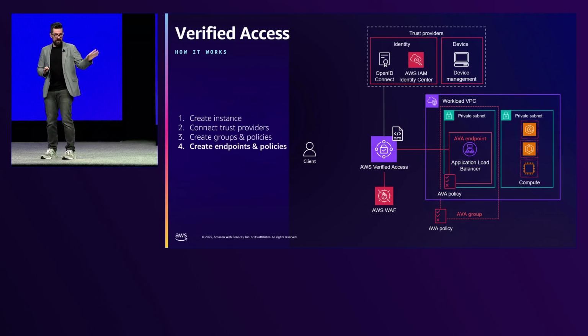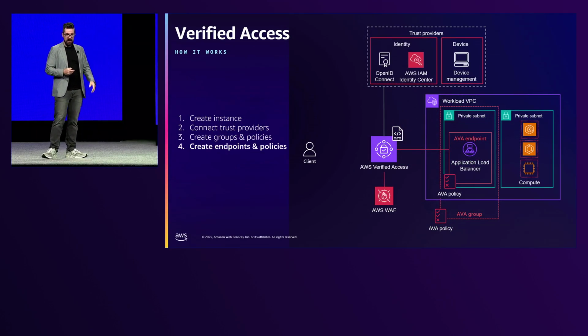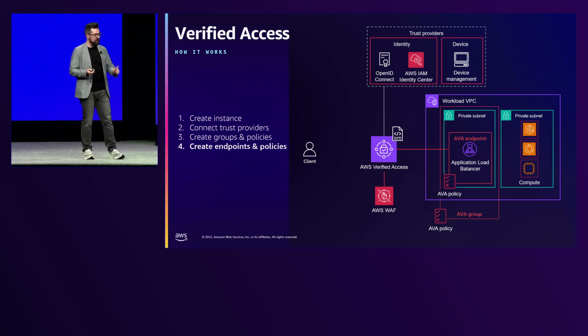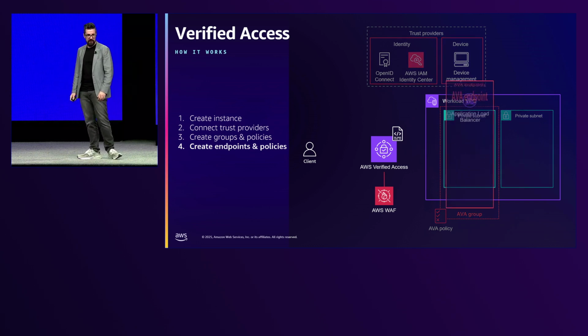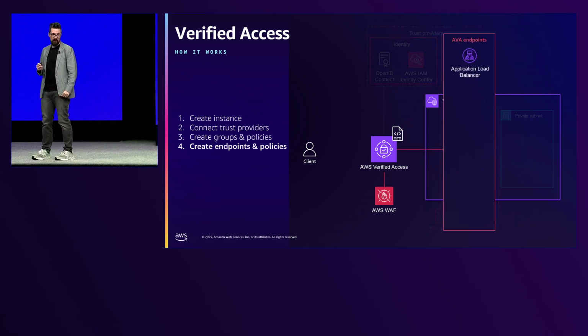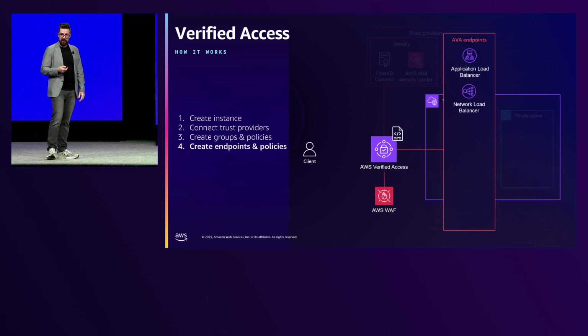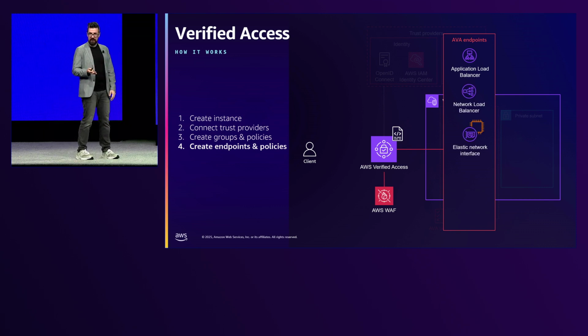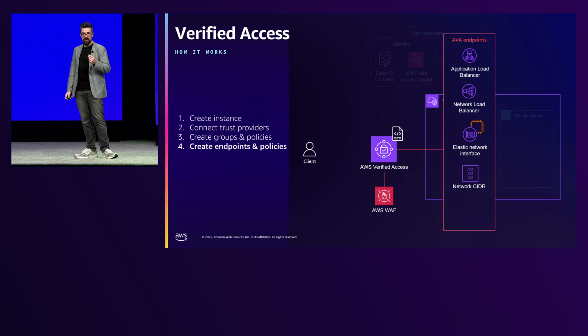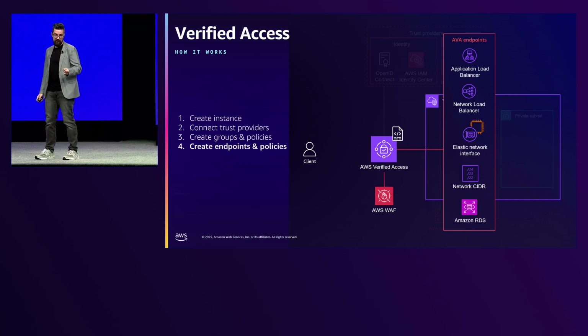So, with these groups and policies defined, we can now go ahead and create endpoints. Now, I'm using ALB as an example on the screen here, but we can have multiple different endpoint types. We can use an ALB, a network load balancer, an elastic network interface, as well as either a network CIDR or an Amazon RDS instance.